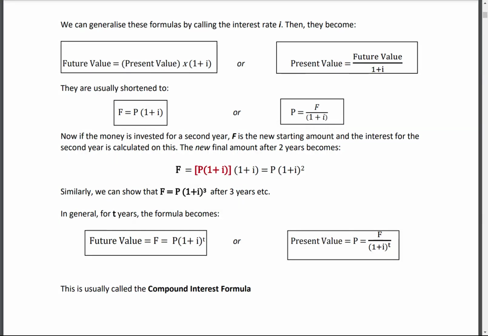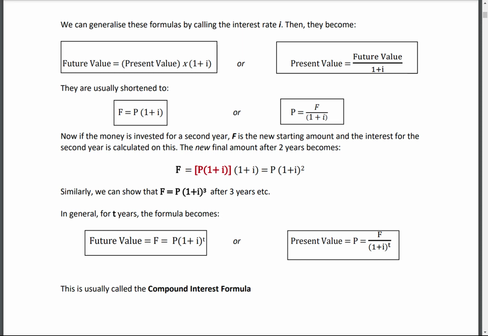So let's start off again for the second year. So what's your interest at the end of the second year? Well, your money is worth 1 times your starting amount, which is in red now. So 1 times what's in red, plus your interest times what's in red, your starting amount for that year. And so at the end of the second year, you have what's in red multiplied by 1 plus I, which you can see is 1 plus I by 1 plus I, which is 1 plus I squared.